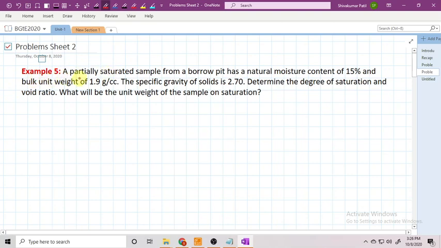Okay, so what they are telling: a partially saturated sample from a borrow pit has a natural moisture content. So there is a borrow pit here. Let me draw a borrow pit. Borrow pit means there is a pit. We will dig some pit, and we'll take up the soil from there. We will take that soil sample and use it for some construction activity. So that's what borrow pit means. So this is the borrow pit.